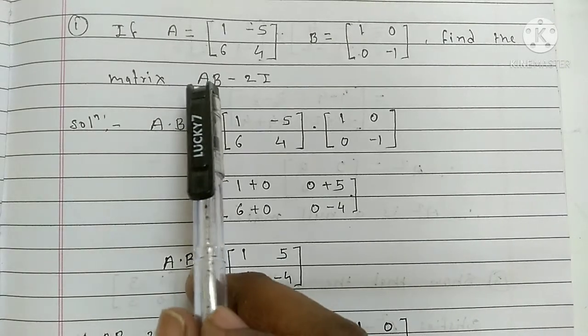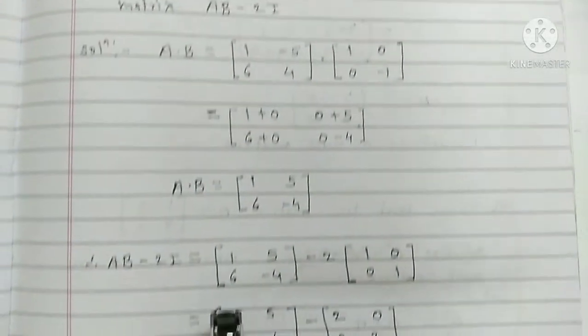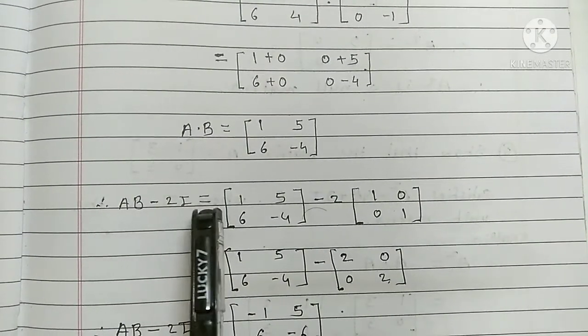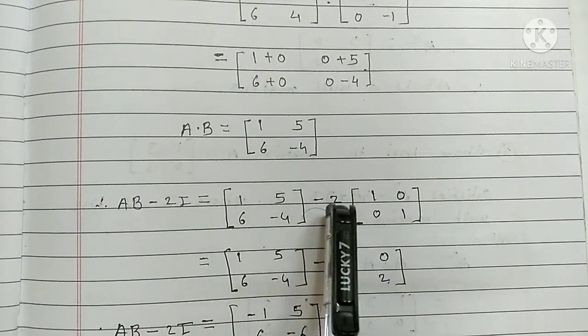Now, we will calculate AB minus 2I. So, AB minus 2I is equal to, so this is AB minus 2I.